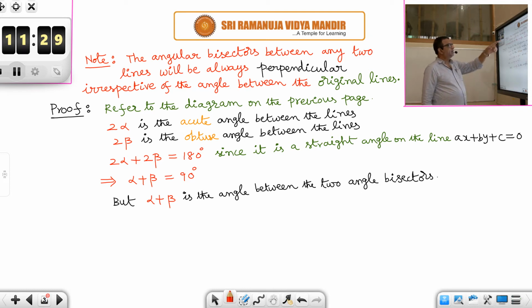Note, the angular bisectors between any two lines will be always perpendicular irrespective of the angle between the original lines. So, that I have proved already. Refer to the diagram on the previous page. 2 alpha is the acute angle between the lines. 2 beta is the obtuse angle between the lines. Their sum is 180 degrees because it is a straight angle on the line Ax plus By plus C is equal to 0. Dividing by 2, alpha plus beta is 90. But alpha plus beta is the angle between the two angle bisectors.